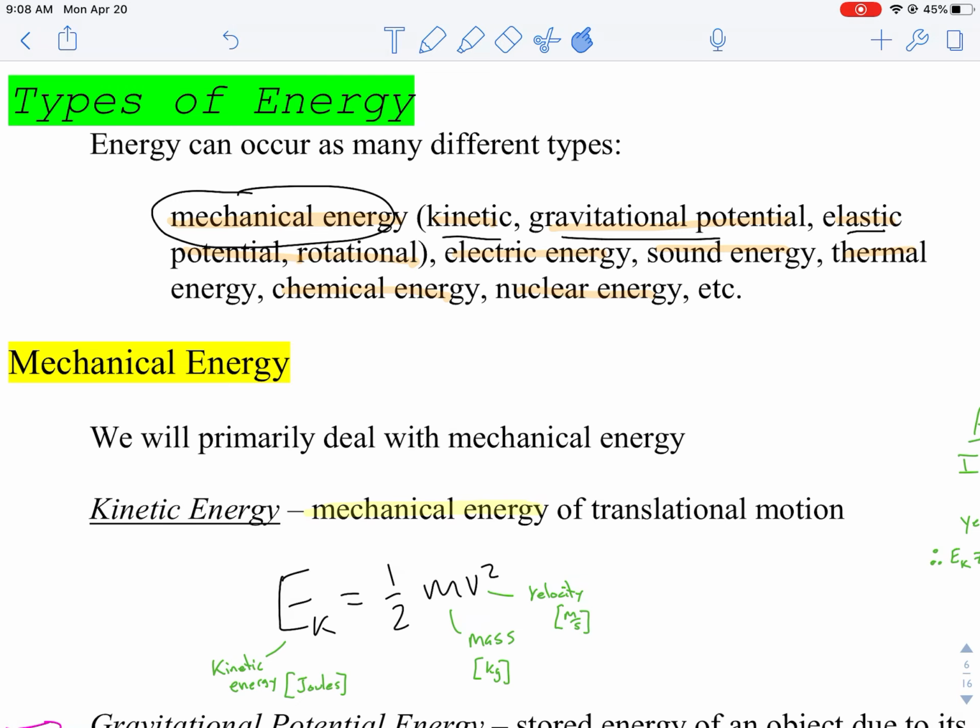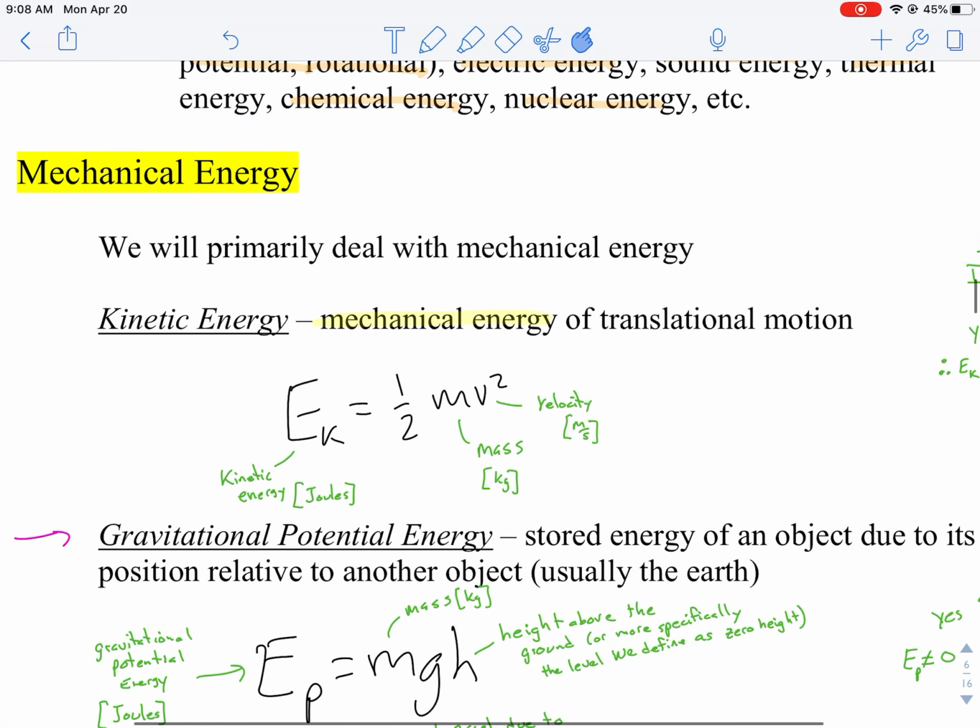The first type is kinetic energy, and as you can see here, the kinetic energy is 1/2 times mass times velocity squared. All energy is measured in joules, and the way I like to do this, again, you won't see this in all textbooks, but I like to use an E for energy, and then the subscript denotes what type of energy I'm dealing with. Notice here the subscript K would indicate that it is kinetic energy.